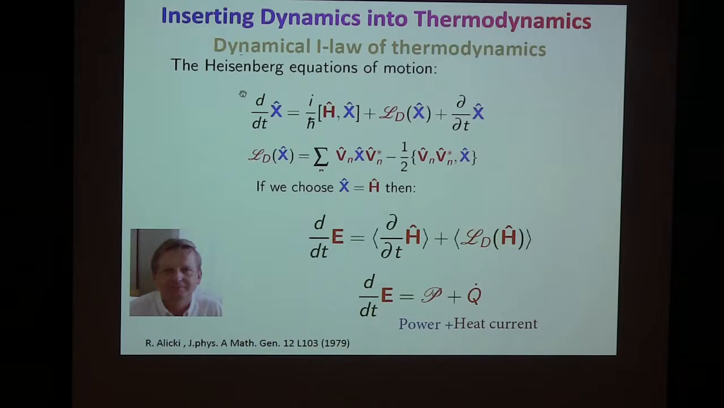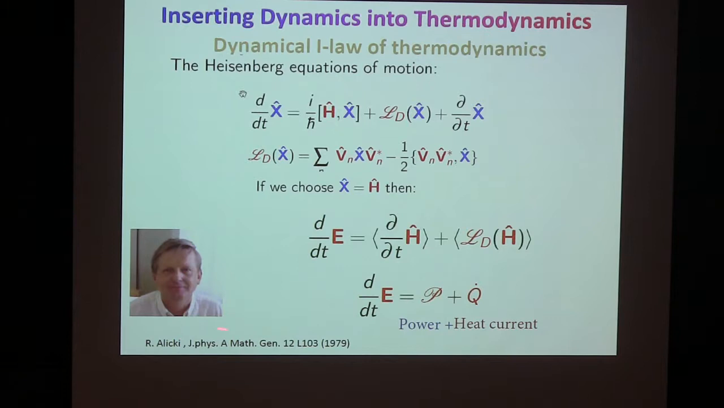Here I put Robert Alicki, who derived this relation. There's other work at the time. And what we could do is take this Lindblad equation and write it in the Heisenberg form, the Heisenberg equations of motion. So this would be the change in time of this operator: the unitary part, a commutator with the Hamiltonian, the dissipative part, and the explicit time dependence.